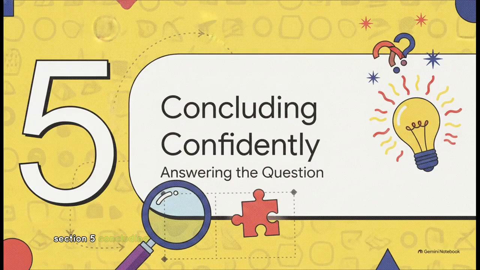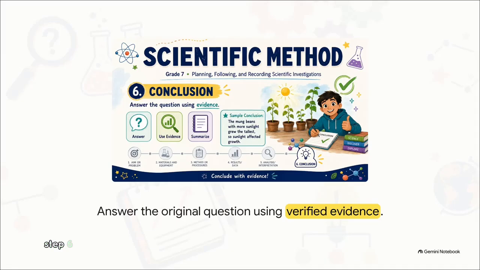Section 5. Concluding with confidence. Answering the question. Step 6 is drawing a conclusion, and this brilliantly illustrates the full circle of the scientific method. You answer your original question, but you do it using the hard evidence from your results. So for our experiment, we confidently state, because the mung beans with more sunlight grew the tallest, sunlight absolutely affects growth. It's a simple sentence, for sure, but it carries the heavy weight of verified scientific proof right behind it.